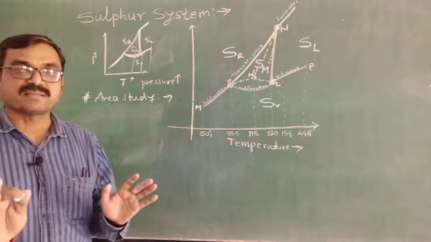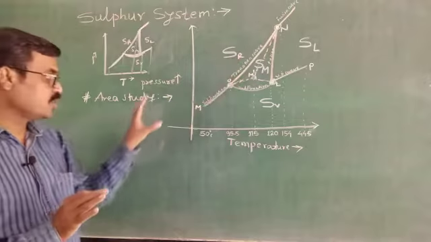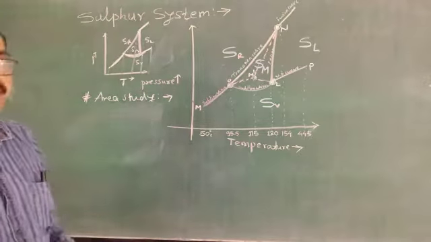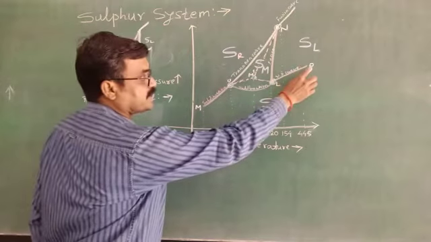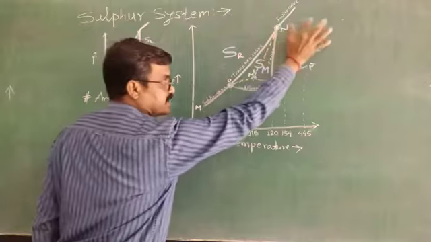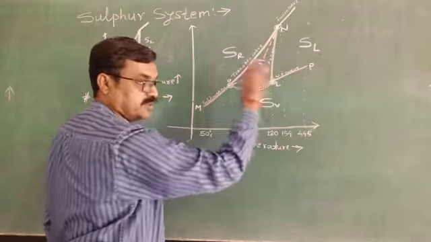A question may be asked: explain sulfur as a bivariant system. You have to draw this diagram, and you have to write only about the area study. Take any area to the right side of the curve, PLM, meaning this area. Again, to locate any point, you know 2 points must be known to you.